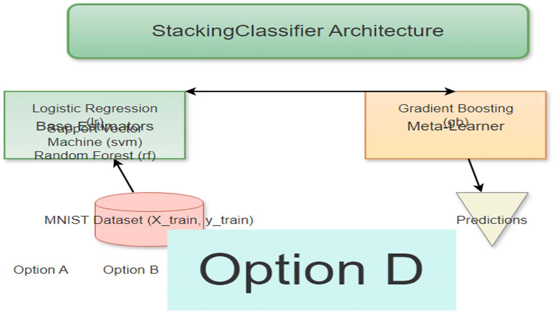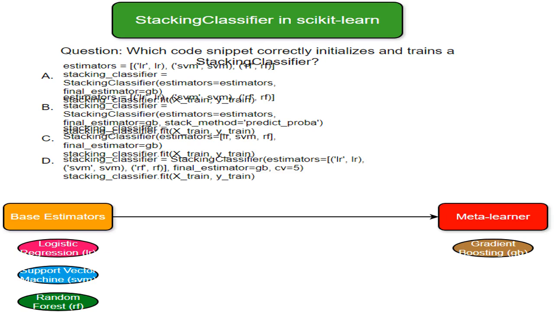I'm using Scikit-learn's StackingClassifier, a powerful tool for combining multiple machine learning models. It's like having a team of experts, each with their own special skills, working together to solve a problem. Pretty cool, huh? This question challenges me to correctly set up and train a StackingClassifier using different base models and a meta-learner. I need to get the parameters just right.